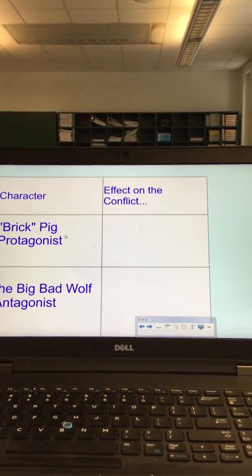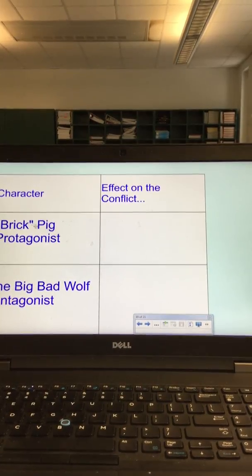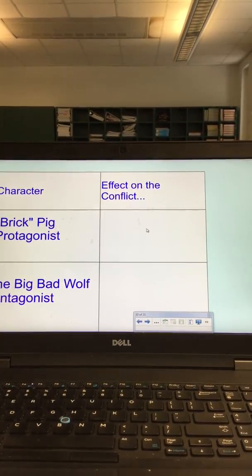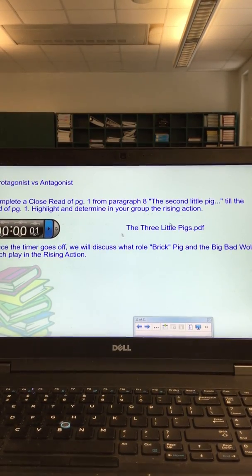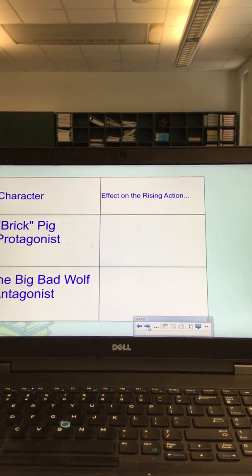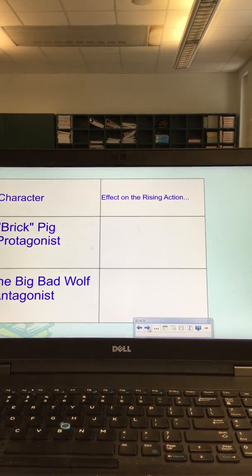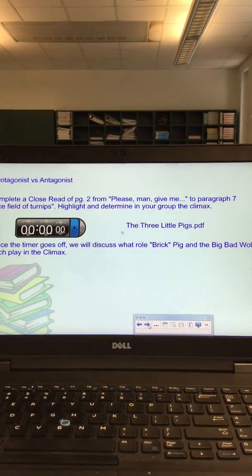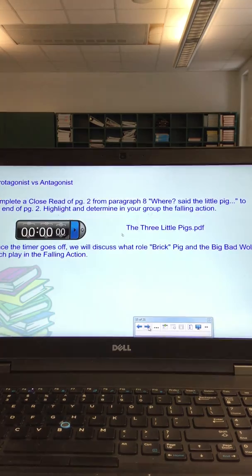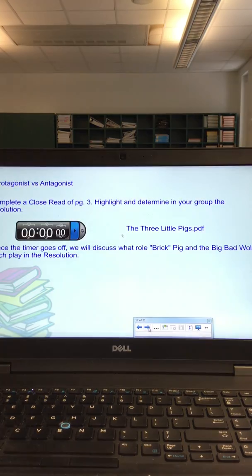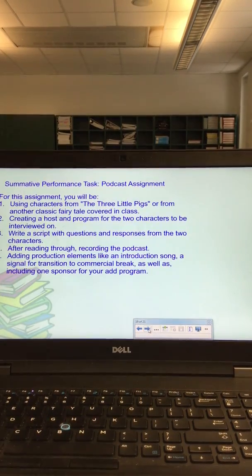Following that, the class would come back for a discussion as to what role did the Brick Pig play in the conflict, and then what role did the Big Bad Wolf play in the conflict. Okay, the same pattern will be continued for the rising action. Again, seeing what role each character played. And then with the climax, with the falling action, and with the resolution.